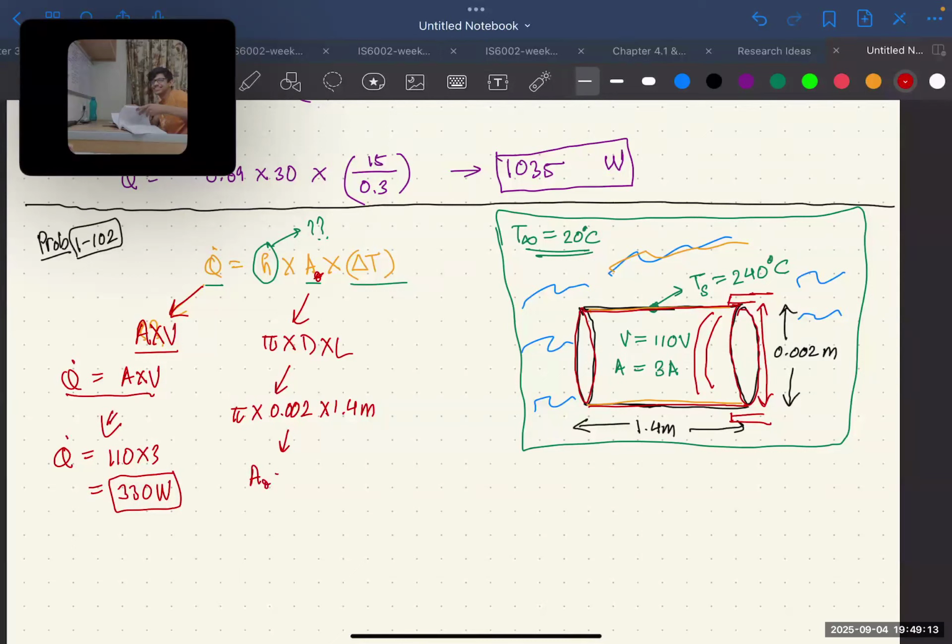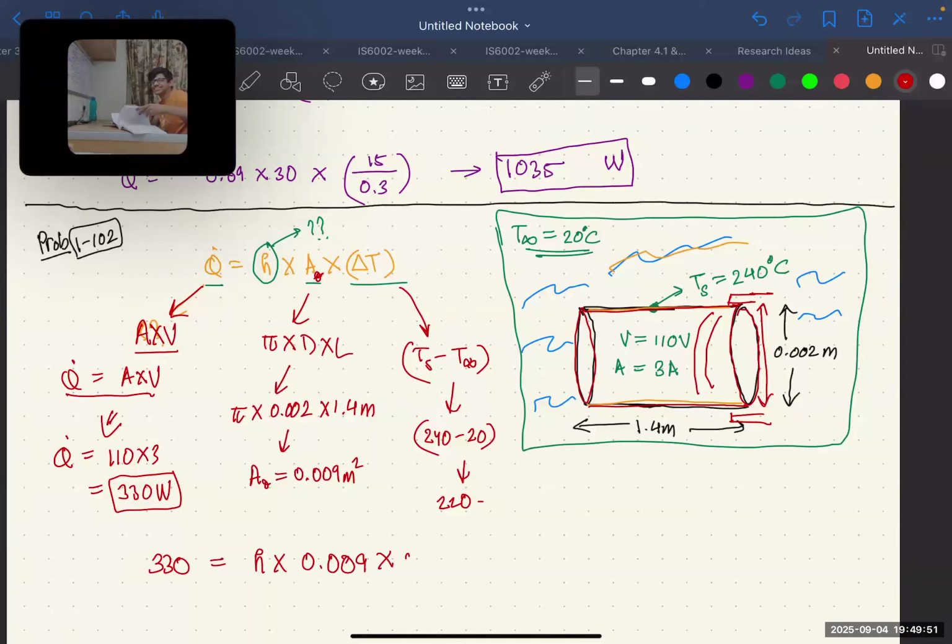The outer area is 0.009 meter square. And what is delta T? The temperature difference, which is Ts minus T infinity, right? Which is 240 minus 20, which is 220. The problem becomes very, very simple. 330, everything is in SI units so we do not have to care about the units, is h times 0.009 times 220.